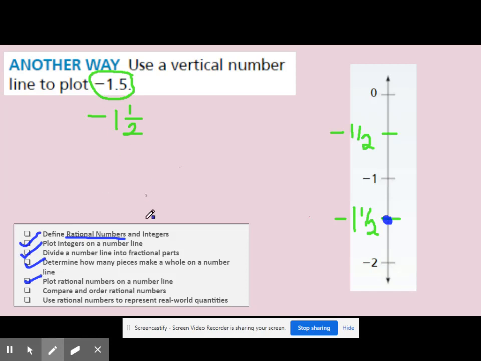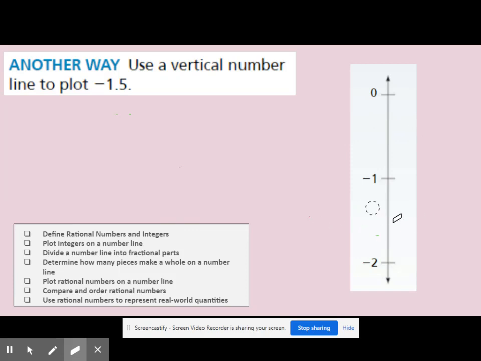Okay, remember our goal is to plot the rational numbers. So let's see what's next in store for us. Let's see what we're going to do next.